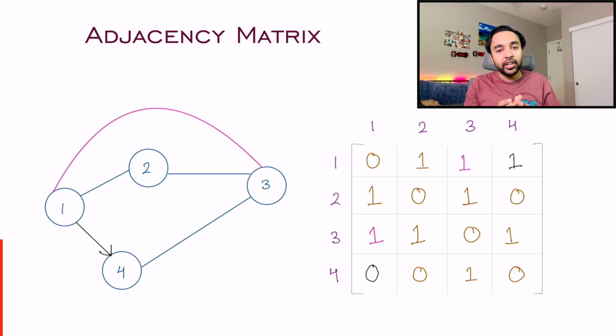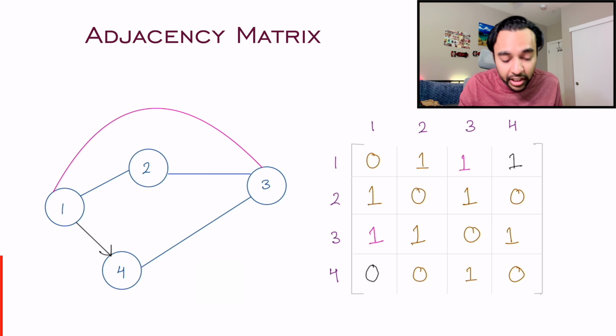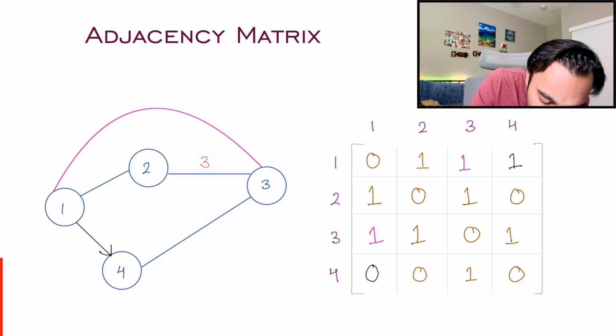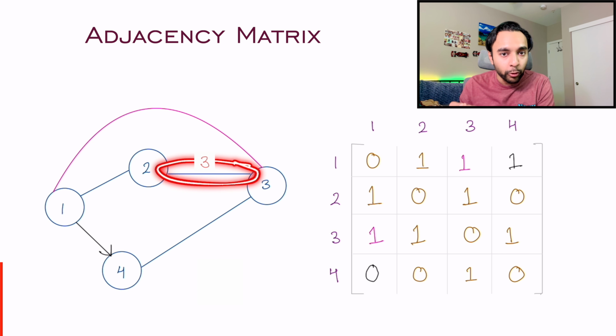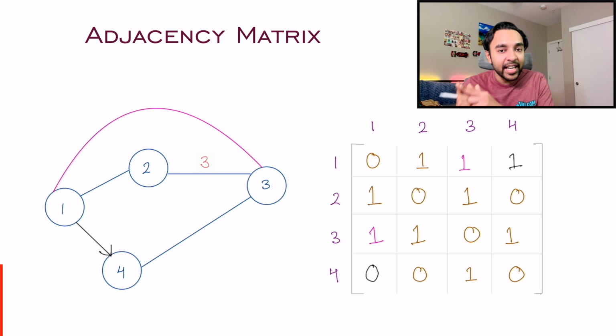Another thing to notice over here is that currently this is an unweighted graph. All of these edges do not have any weight associated with them. All of the paths are equal. There can be a scenario where the edges have some weight associated with them. So let us say I am writing down 3 over here. That means this edge has a weight of 3. Your adjacency matrix can handle it.